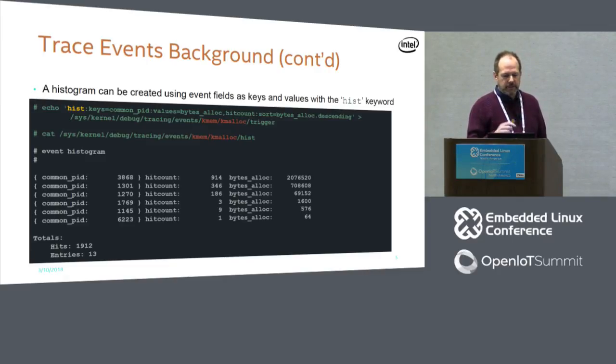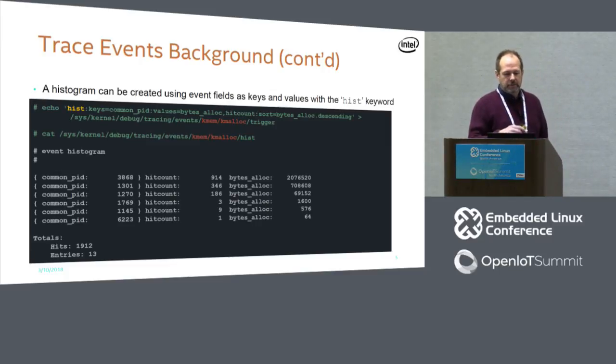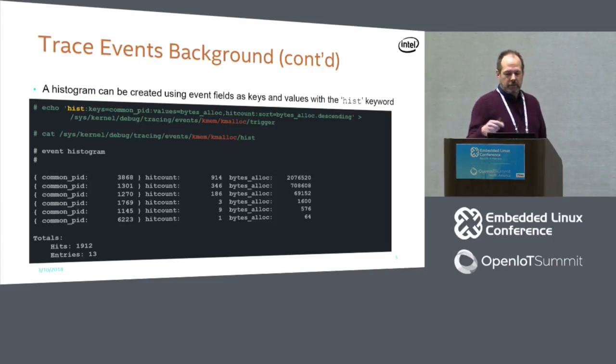So you send that to the trigger, and then at any point after that, you can see the current state of the histogram. It's constantly running, and you can look at it anytime you want. And you do that by reading another file called hist, and look at the output, and this is a typical output. Here we have a line for each unique PID, and then associated with each one of those processes, we have a running total of the number of bytes allocated by kmalloc on behalf of that process in this example.